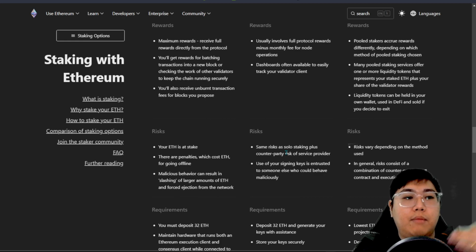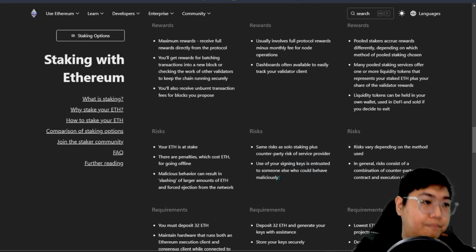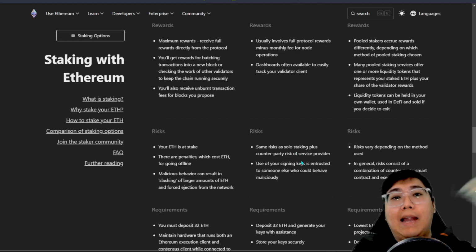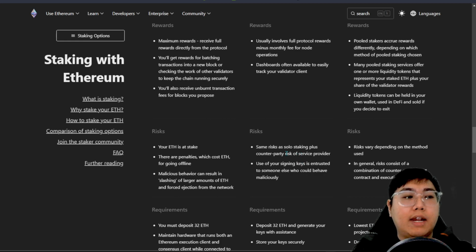Then let's say they manage to do a backup, and after that somehow they got hacked, and eventually there are multiple backups being run at the same time. You will of course encounter the risk of this malicious behavior. Over here they can use your signing keys, and they can behave maliciously. Basically, they can do whatever they want because your signing keys are entrusted to them. Therefore, for Ethereum staking itself, you will generate a keystore file and plug it into the cloud to run this validator.